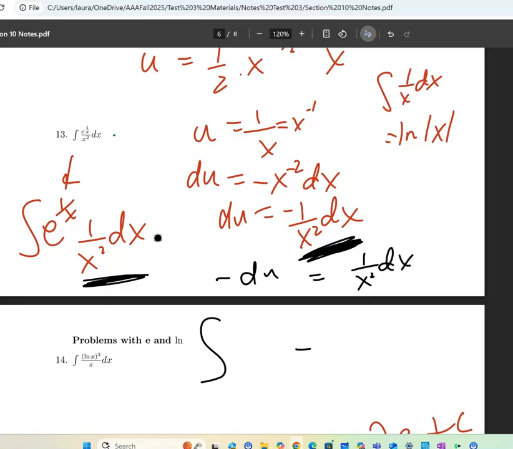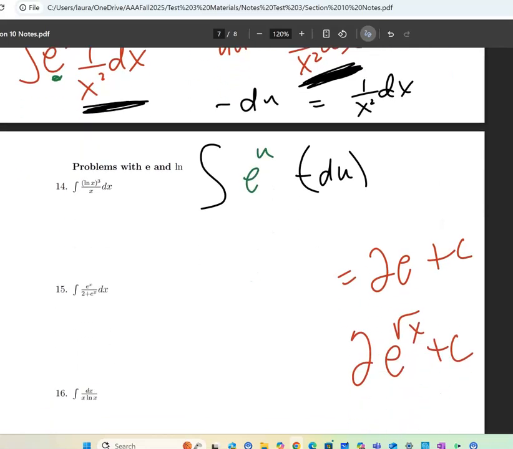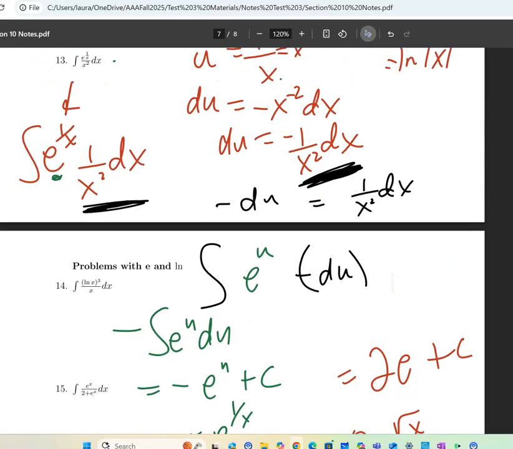So I'm just going to put in a negative du, and I have to put parentheses because it has to be multiplied in here. And then I'm going to say, oh, that's just e to the u. So again, if I simplify, that's negative e to the u du, and that's negative e to the u plus c. So negative e to the 1 over x plus c.